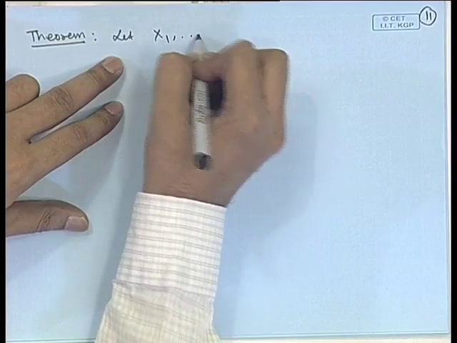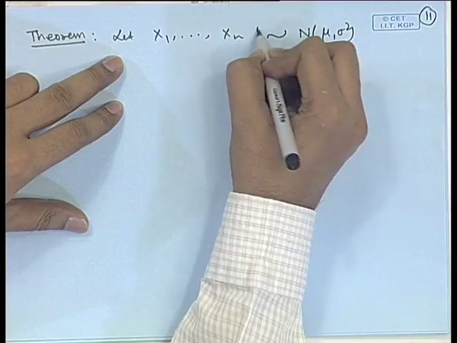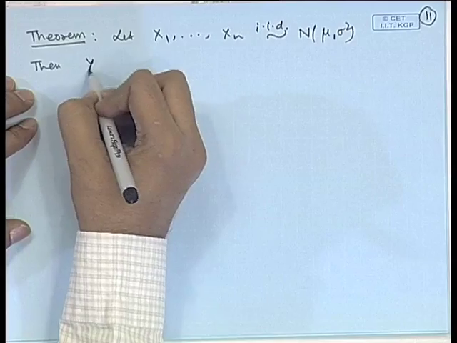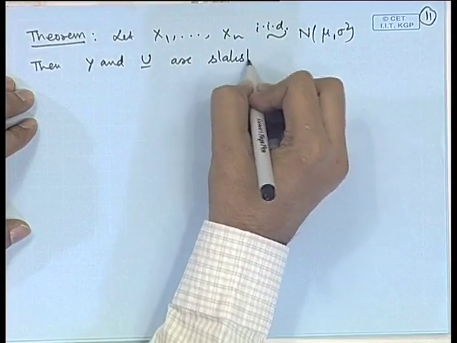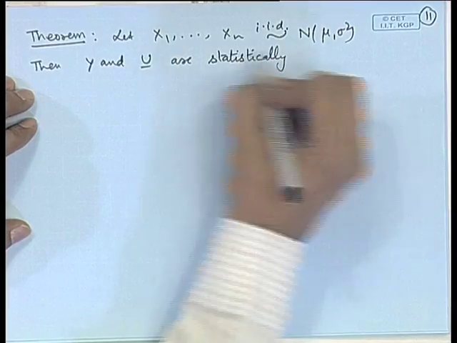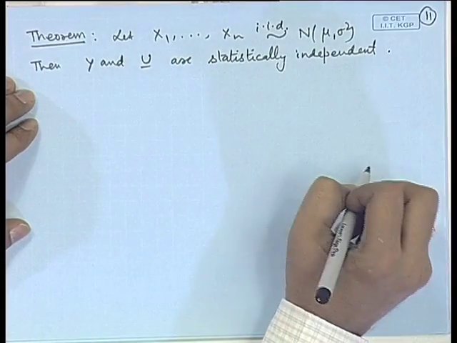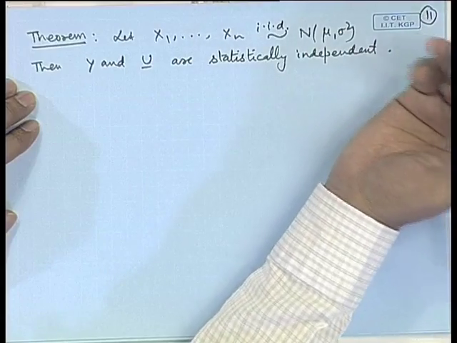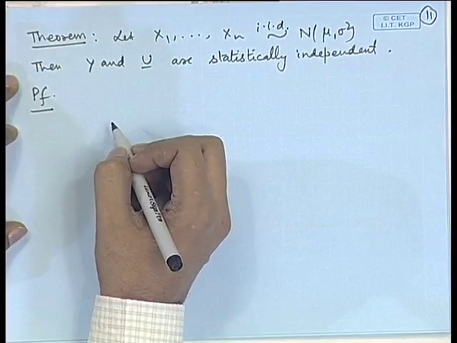Let X1, X2, ..., Xn be a random sample from normal mu, sigma square distribution. Then Y and U are statistically independent. That means X bar is independent of X1 minus X bar, X2 minus X bar, ..., Xn minus X bar. Now, to prove this result, we will use a moment generating function approach.